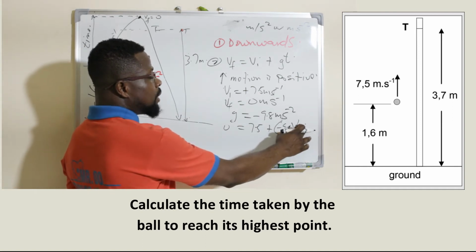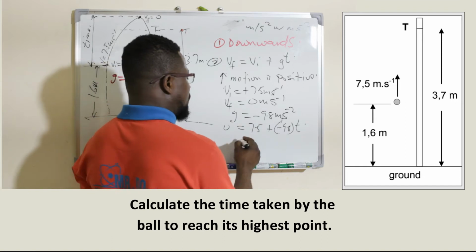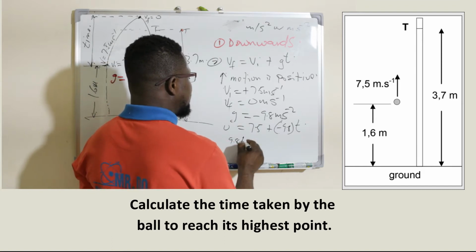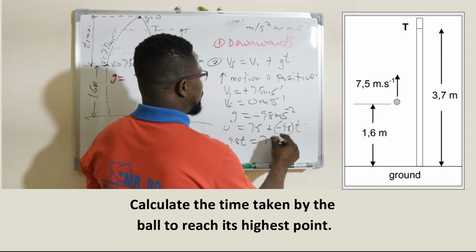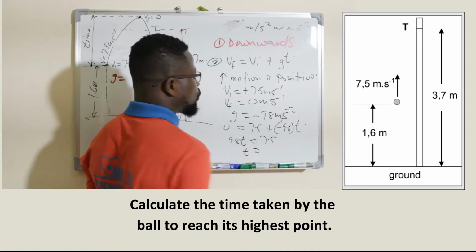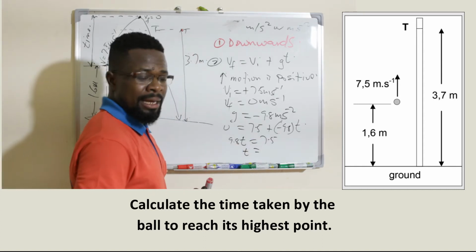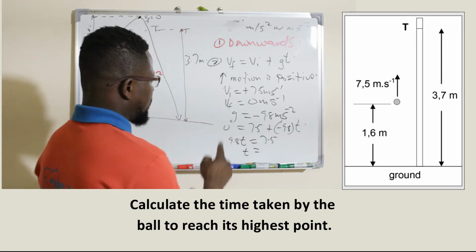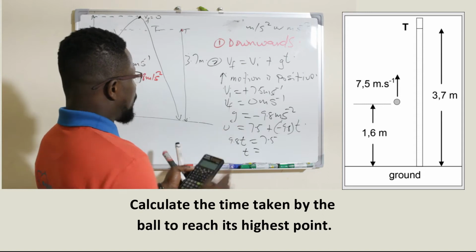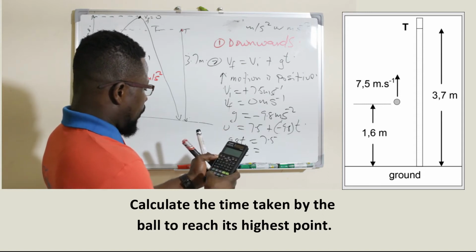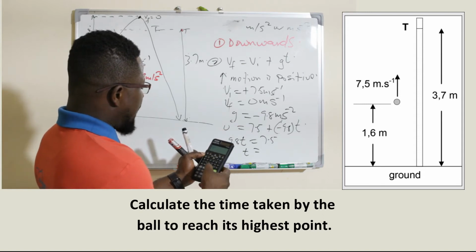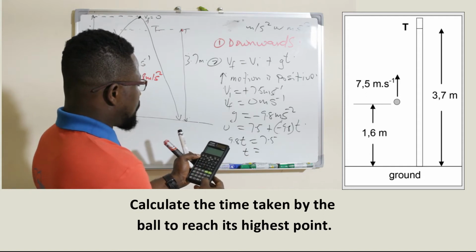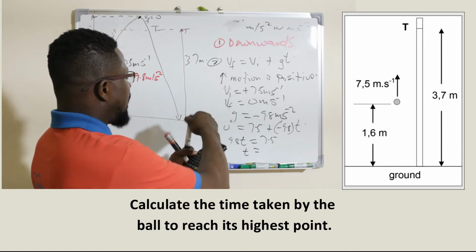Now that I have this, I need to solve for t. This is negative, so I'll transpose that and solve. That gives me 9.8t equals 7.5. Then t will be equal to what? I will divide both sides by 9.8. If I do that, I am going to have 7.5 divided by 9.8. Then we press our calculator, and we are getting what?